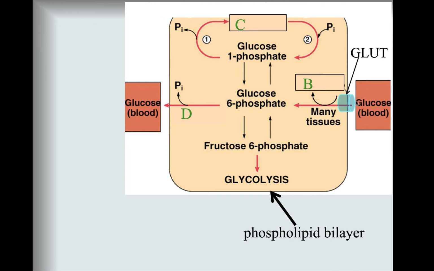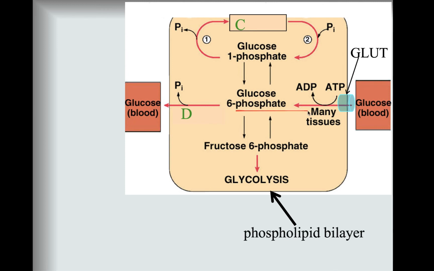It moves into the interstitial fluid, and then it's going to move through the GLUT molecule to get into the inside of the cell. I don't care what cell it is. What we're going to do is hydrolyze ATP to stick a phosphate onto glucose. Think about it. That's chemical work. We went from glucose to glucose 6-phosphate.